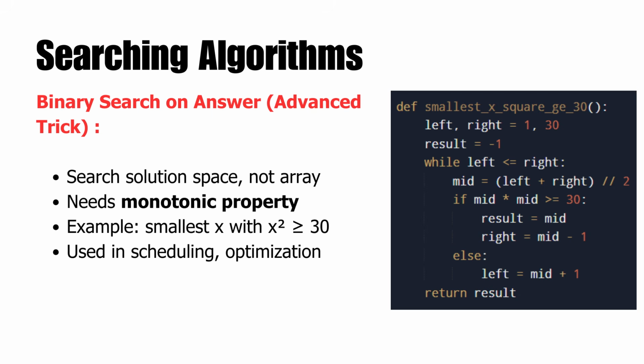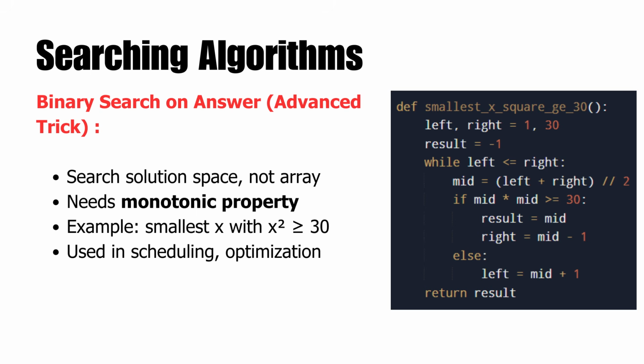Now, let's explore a more advanced technique: binary search on the answer. Here, we're not searching an array, we're searching a range of possible answers. The key insight is that if you can test whether an answer is valid and the solution space is monotonic, once valid, always valid for larger (or smaller) values, you can use a binary search.